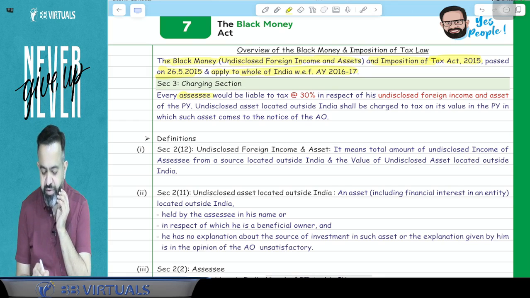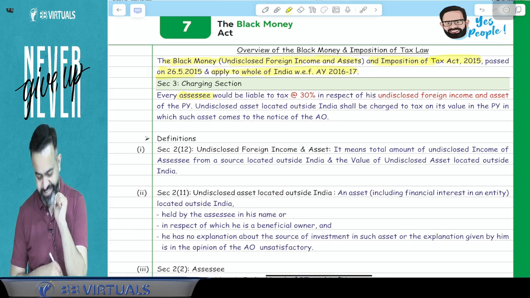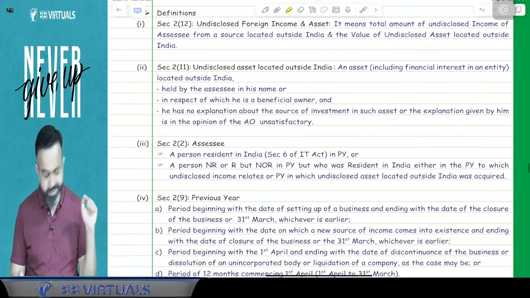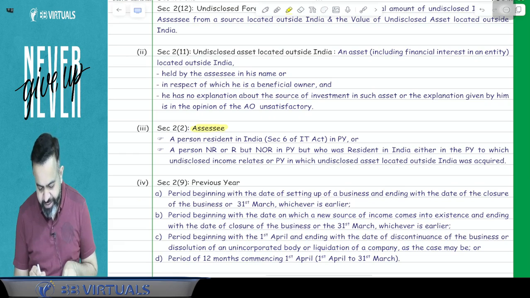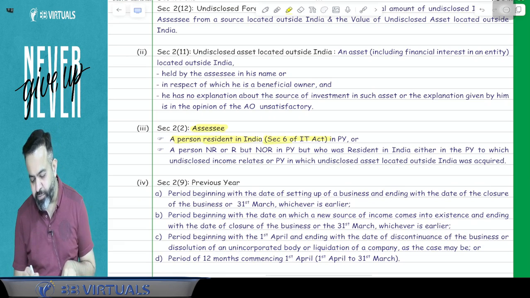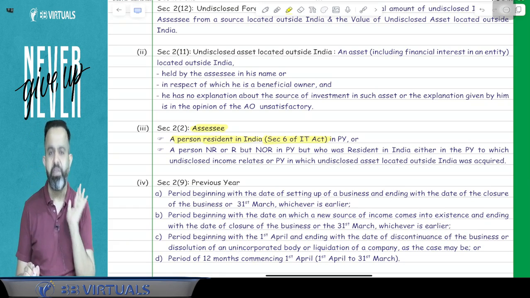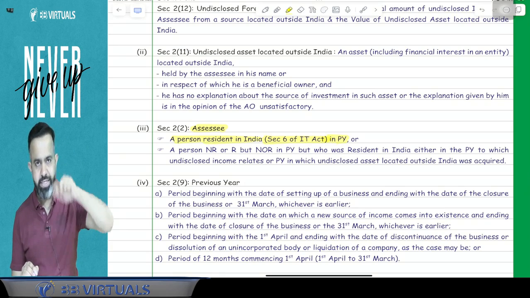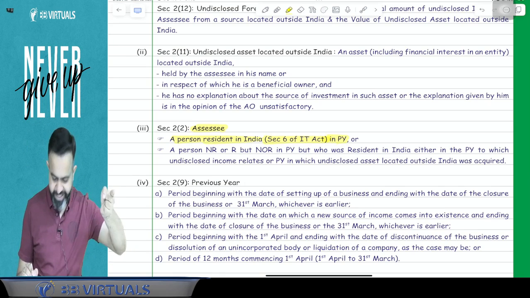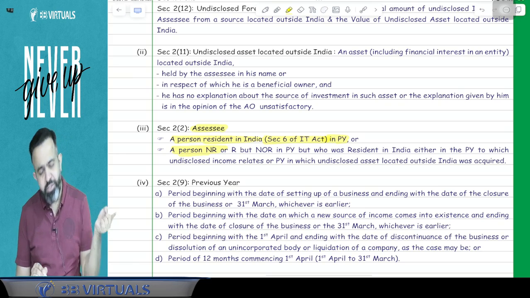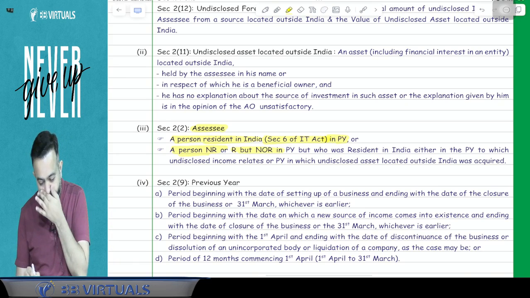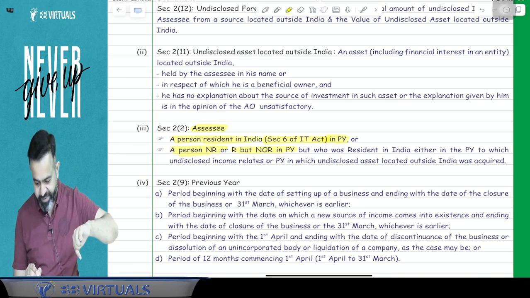The charging section says that every assessee. Now here, who is the assessee? So directly we'll check the assessee first. Here assessee means a person resident in India as per section 6 of the Income Tax Act in the previous year. So either the person is resident in the current year, or a person is non-resident or resident but not ordinarily resident in the previous year.